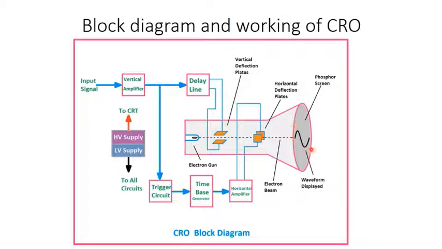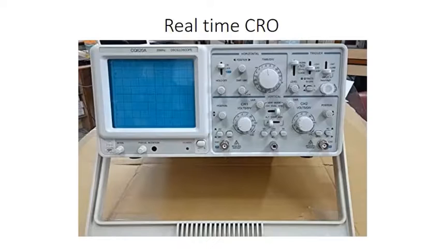We are going to measure the frequency and amplitude of this signal next, on your real-time CRO. What are the knobs, or what are the variable parameters? Generally you will have two channels. This is channel 1 and this is channel 2. We are going to give input through these channels. This is your time per division knob, and this is the voltage per division for channel 1. This is the voltage per division for channel 2. This time per division is common for both channels.